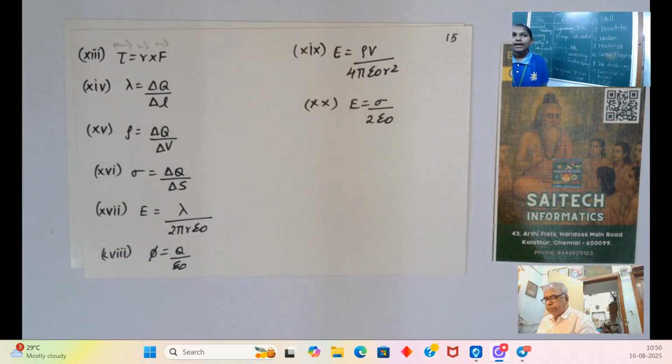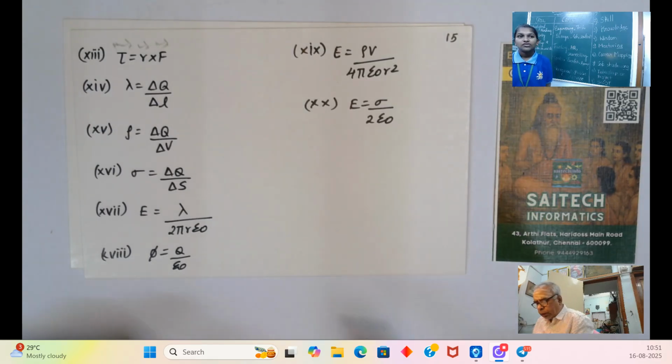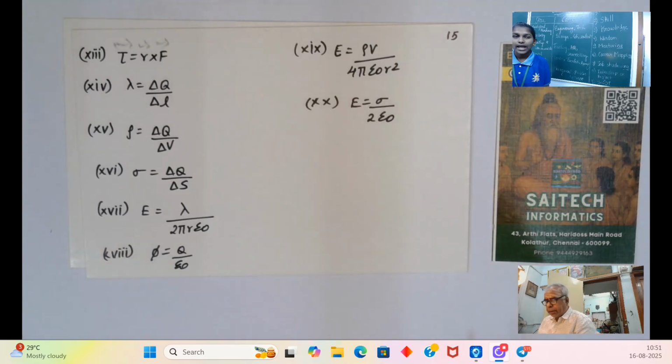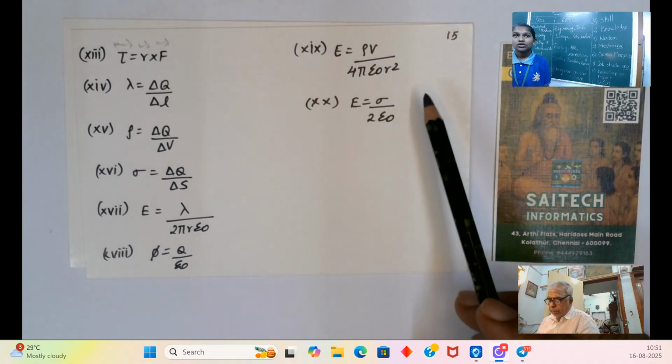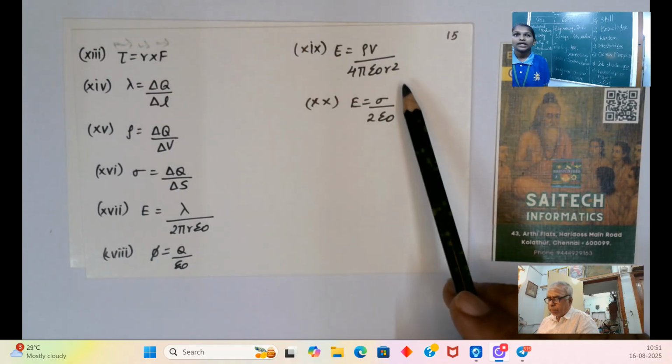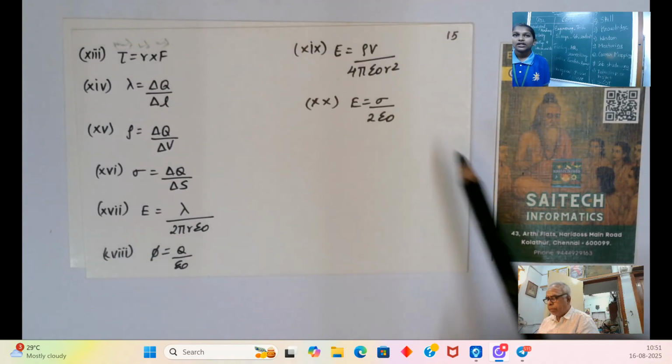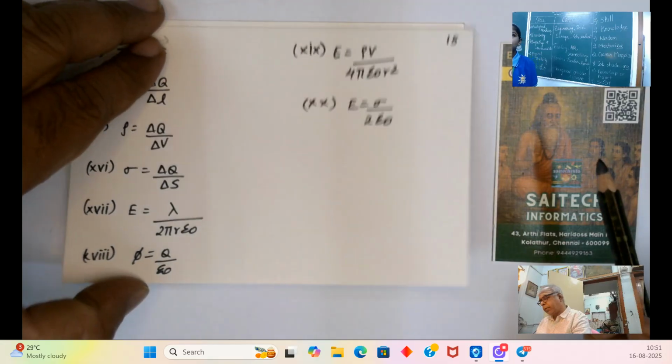Then we saw lambda, which is equal to del Q by del L, rho is equal to del Q by del V, sigma is equal to del Q by del S, and E is equal to lambda divided by 2 pi epsilon R, and then phi is equal to Q by epsilon, then E is equal to rho V divided by 4 pi epsilon R square, and then E is equal to sigma by 2 epsilon.